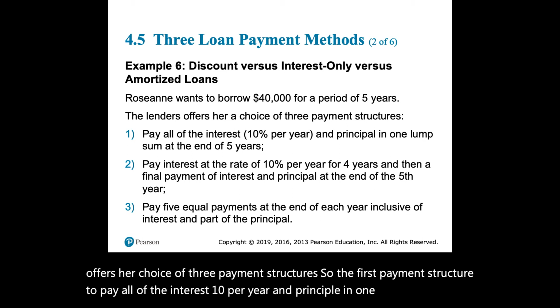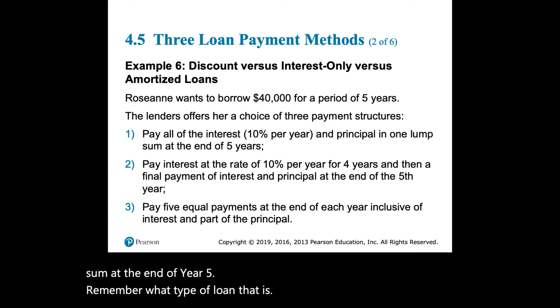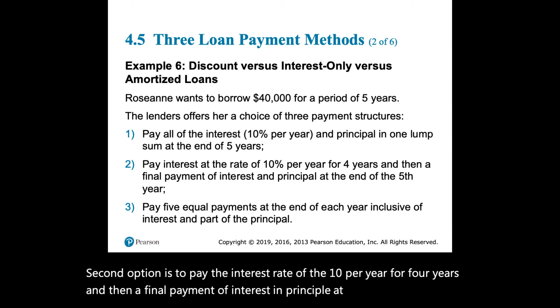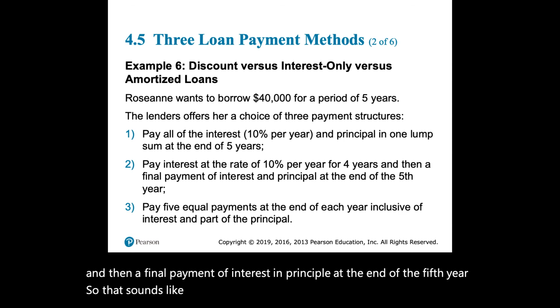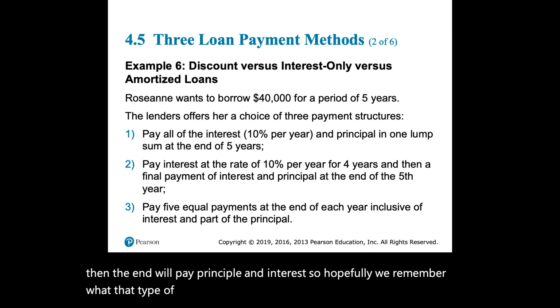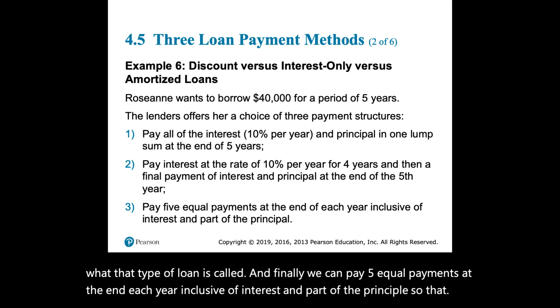Can you remember what type of loan that is? I'm sure you can. The second option is to pay the interest of 10% per year for 4 years, and then a final payment of interest and principal at the end of the 5th year. That sounds like we're paying only interest for the first 4 years, and then at the end we pay principal and interest. So hopefully we remember what that type of loan is called. And finally, we can pay 5 equal payments at the end of each year, inclusive of interest and part of the principal. In that option, we're paying some of the principal throughout the 5 years.